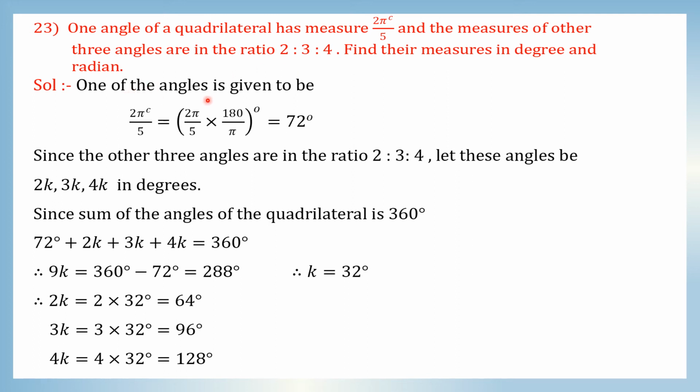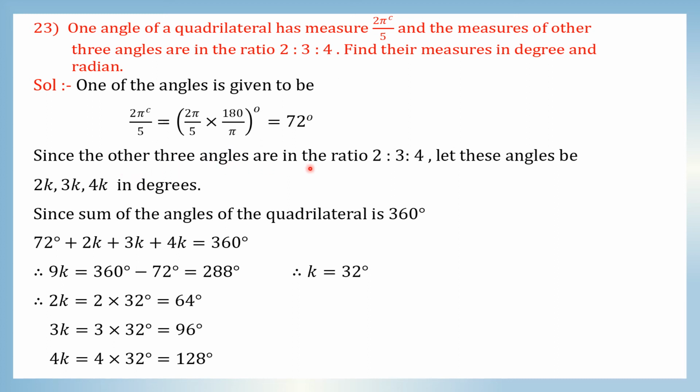Solution. One of the angles is given to be 2 pi divided by 5 radian. Convert it into degree, multiply 2 pi divided by 5 by 180 divided by pi. Pi cancels, 180 divided by 5: 5 into 3 is 15, then 3 is remaining, 30, 5 into 6 is 30. So 36 multiplied by 2 is 72 degree. Hence one given angle is 72 degree.